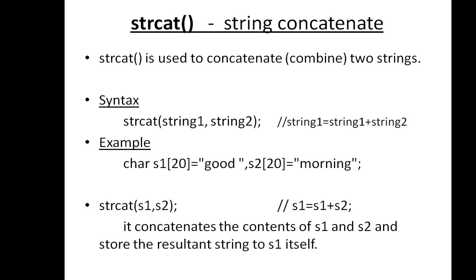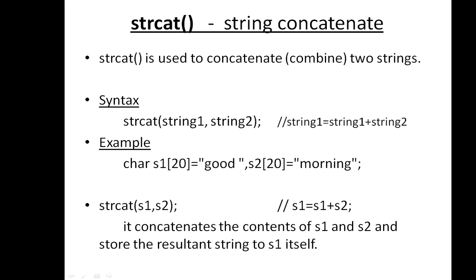So S1 of 20 is equal to good. S2 of 20 is equal to morning. So we have two strings, one with the value good, one with the content morning. I'm giving strcat of S1 comma S2. What it will do? S1 plus S2 will be combined. That will be stored into S1 itself. Good, one space also I gave, and length is going to be 5, size is going to be 5 plus 1, this is for your remembrance, right? Okay, and S1 equals S1 plus S2. So it will take good space plus morning, that will be stored in S1 itself.